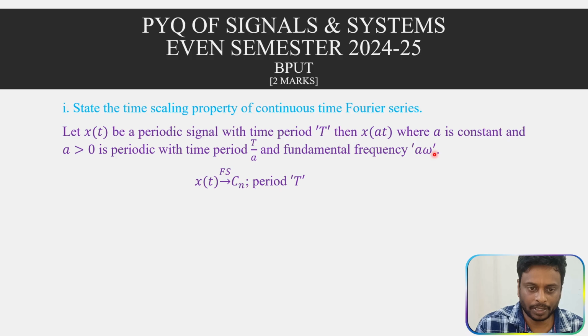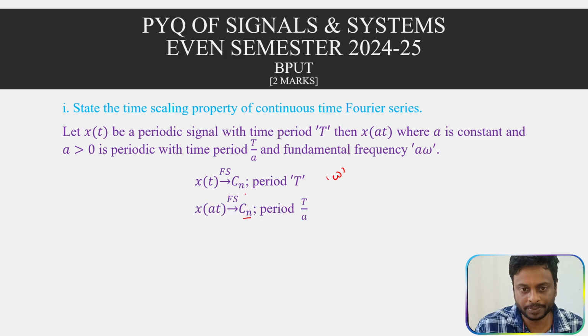So if x of t has Fourier series coefficient Cn with period T and frequency omega, then x of a t also has the Fourier series coefficient Cn. So the coefficients are the same, but the period is T by a and the frequency is a into omega. This a is called the scale factor, a constant multiplied with t. So this is called the time scaling property of the continuous time Fourier series.